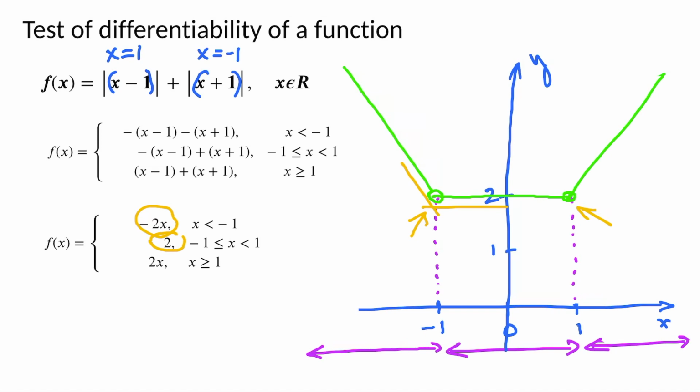If we approach x equal to plus 1 from the left hand side, the slope on this curve is 0. And if we approach x equal to plus 1 from the right hand side, the slope of the tangent on this green curve is plus 2. And therefore, this is not differentiable at those 2 points, even though it is continuous at all the points.